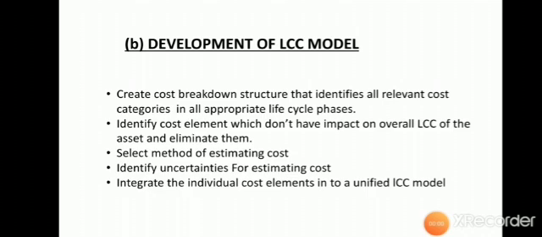Fourth one, uncertainties for estimating cost. Means identifies barriers of selecting method for estimating cost. Some method may include disadvantages, so that method should be identified. Last one, integrate the individual cost elements into a unified LCC model. Means combine cost identified in different phases to get overall picture of the cost.